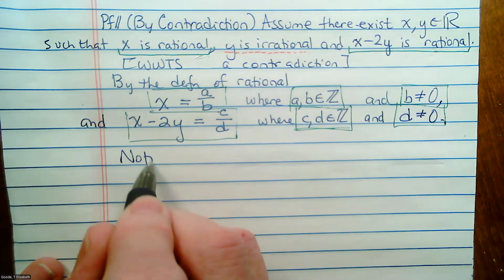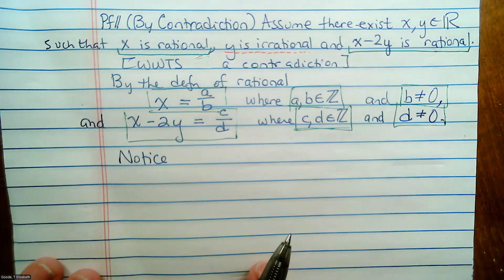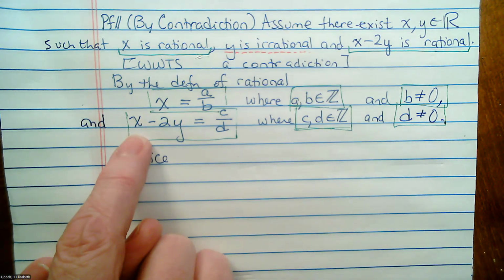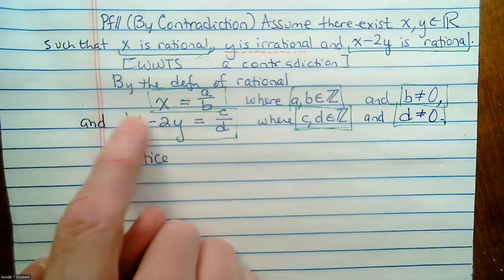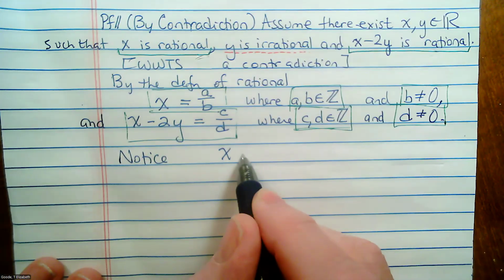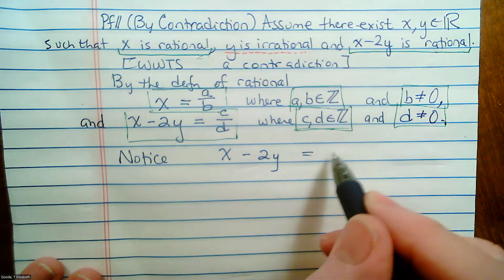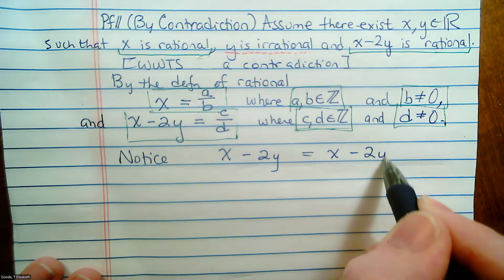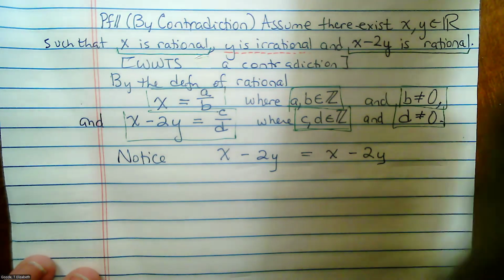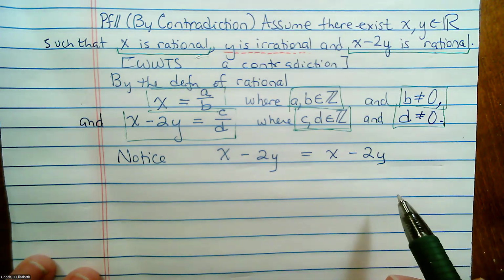So here's my little word of advice. We have an equation about x. We have an equation about x minus 2y. Take the bigger expression and set it equal to itself. Surely nobody will argue that x minus 2y is equal to x minus 2y. Nobody's going to argue with that. It's a tautology. It's always true, no matter what x and y are.